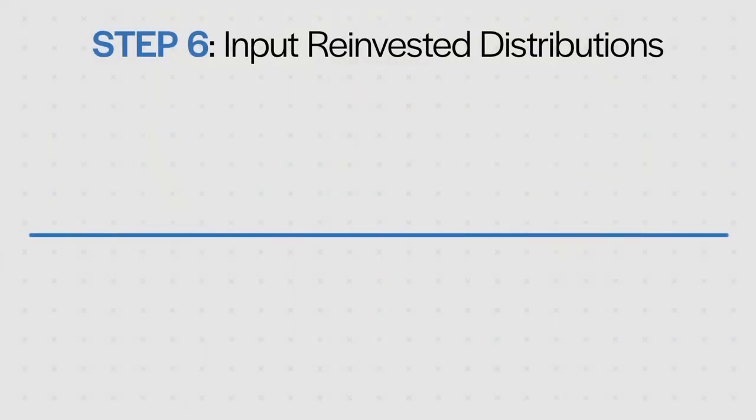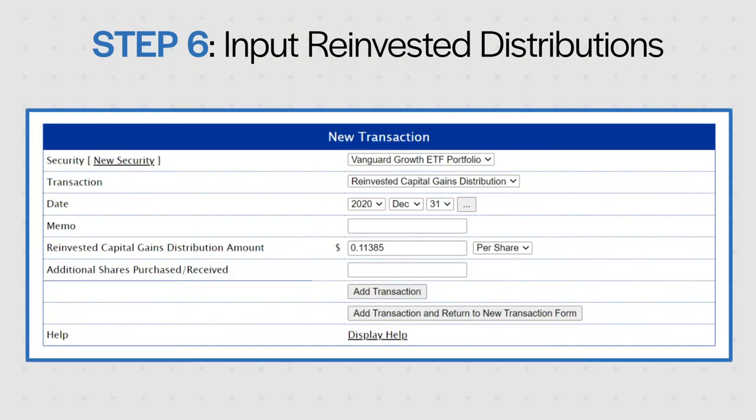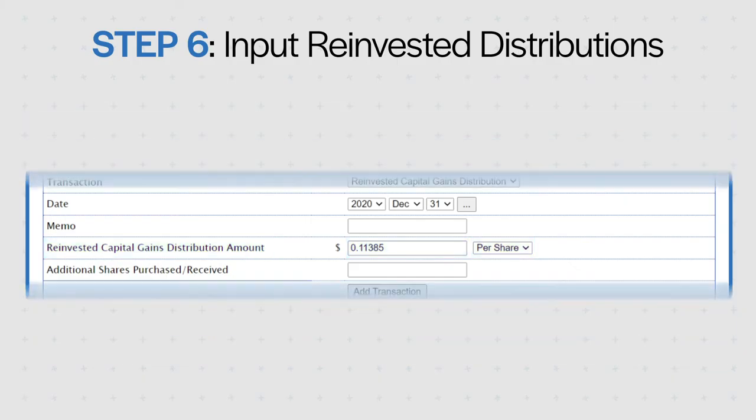To include this reinvested distribution, add a new transaction for VGRO, this time selecting Reinvested Capital Gains Distribution. For the date field, use the December 31st, 2020 record date of the distribution, not the payment date. Then, enter 0.11385 in the Reinvested Capital Gains Distribution Amount field. This time, be sure to select Per Share instead of Total from the drop-down menu to the right. Then click on Add Transaction.